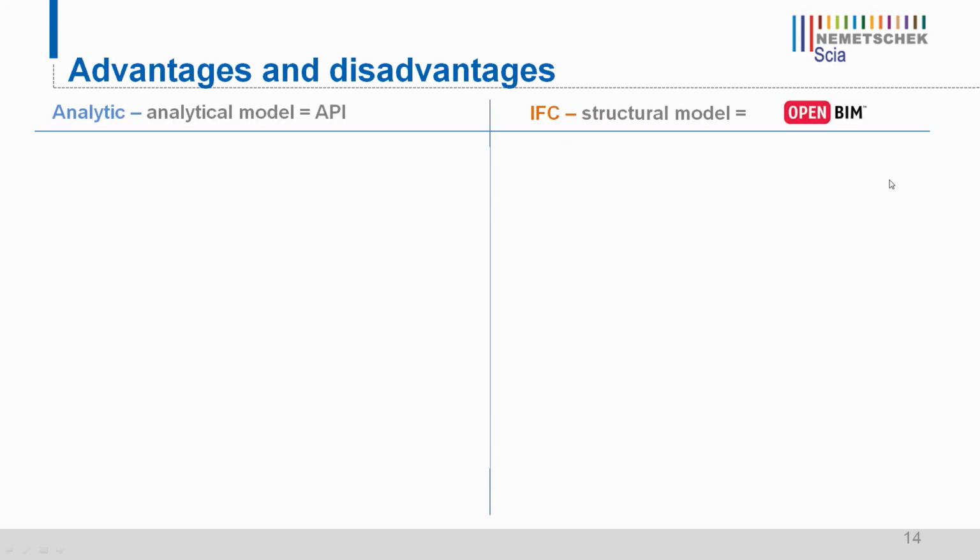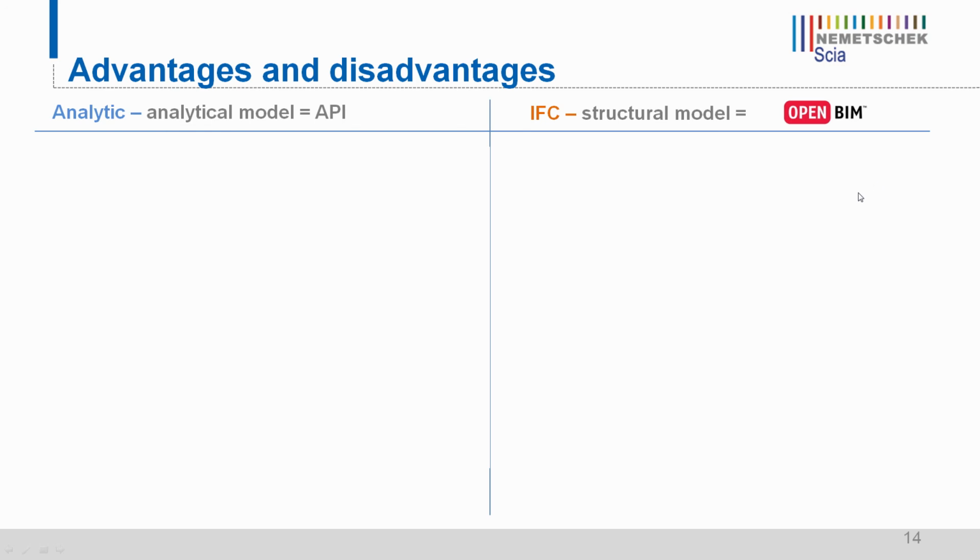Now since we have shown you both the analytical link and the structural link, so the analytical API and the EFC format, we want to give you our opinion about the advantages and the disadvantages of both. So first we will start with the analytical link.